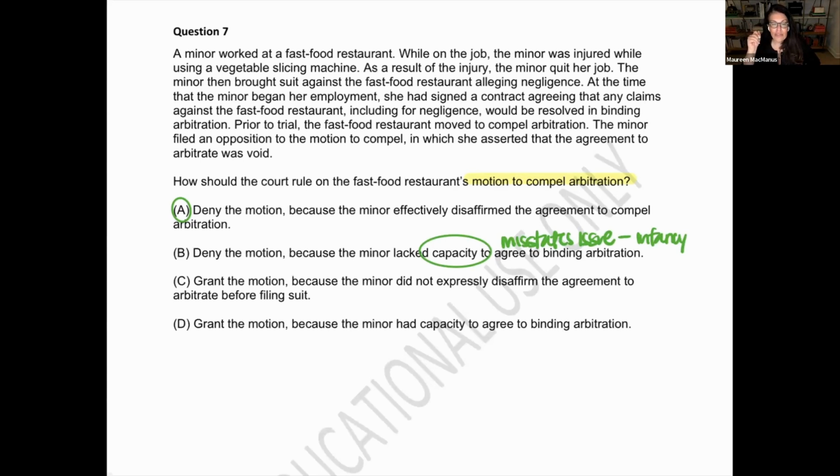C, grant the motion because the minor did not expressly disaffirm the agreement to arbitrate before filing suit. You don't have to do that, so this overstates the law. And D, grant the motion because the minor had capacity to agree to binding arbitration. Even though the minor had capacity, they still had the right to disaffirm. So this is true, but they still had the power to disaffirm, and they did.